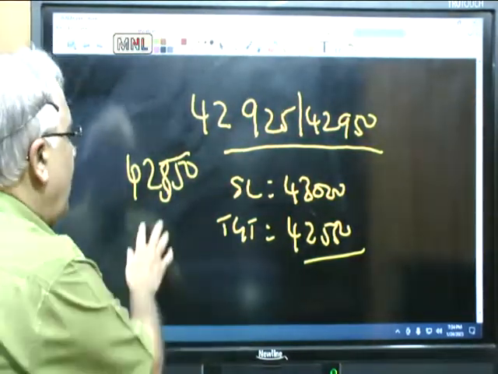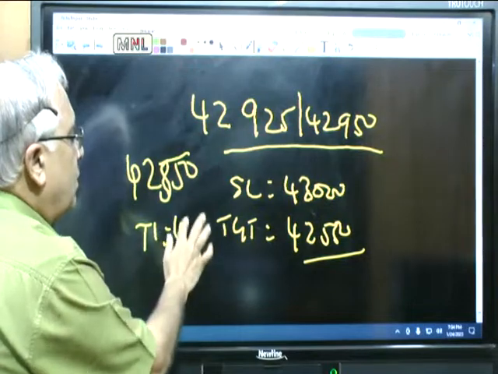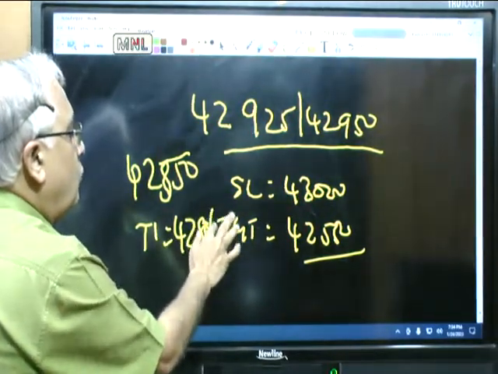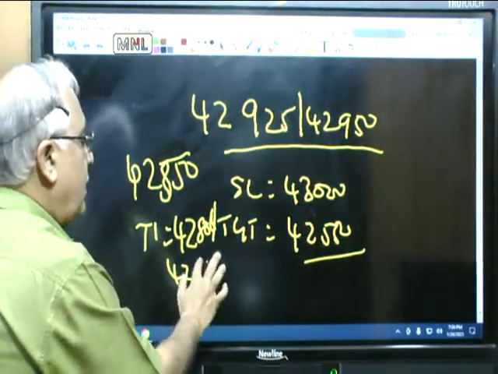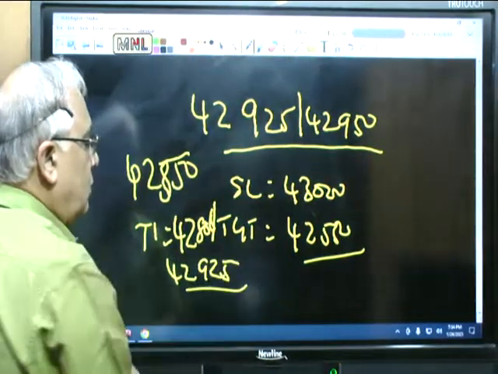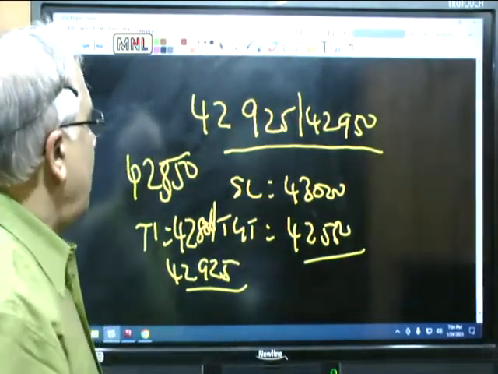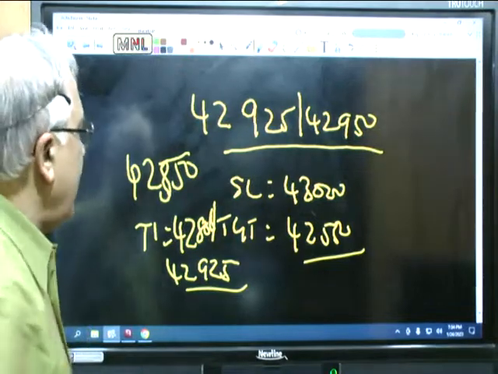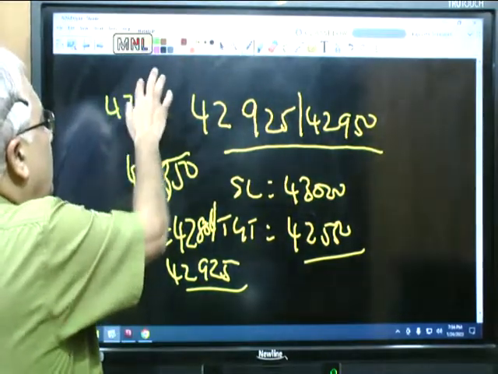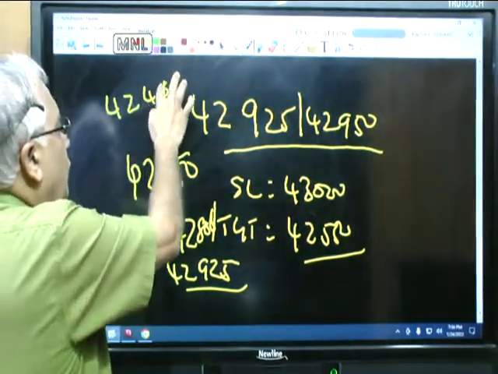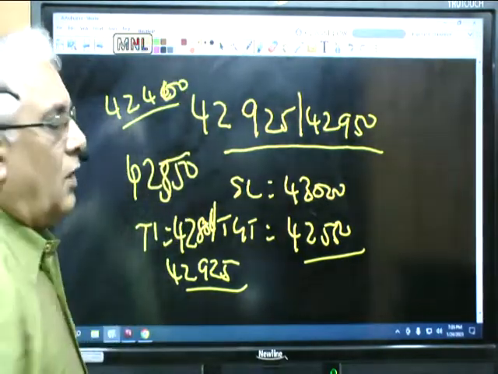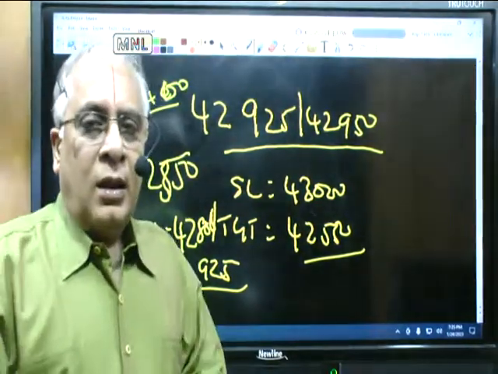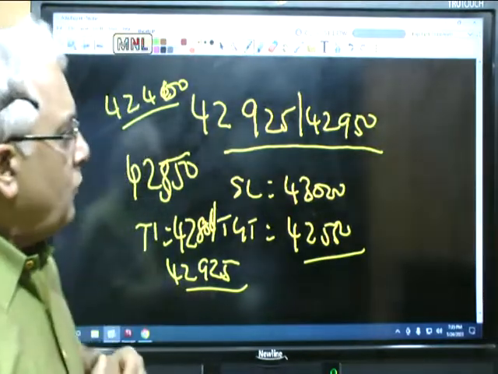Okay. First target, as we said, 42,806 or so. Second target could be this 42,925. And if it is going to go even further lower, maybe you can put 42,405 or so as a stop loss.